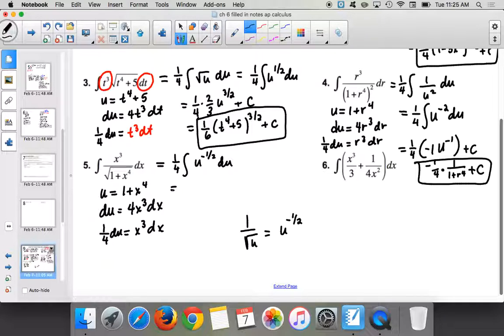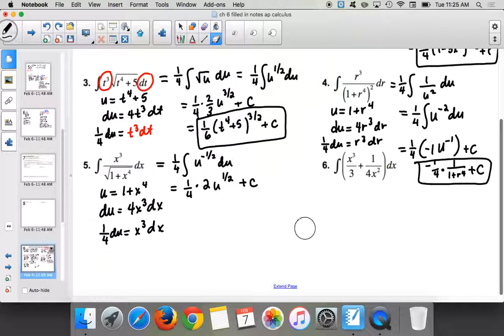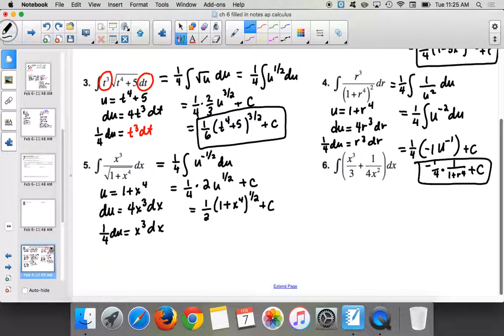So now when we integrate, we add 1 to the power. So I'm going to get u to the positive 1 over 2. The reciprocal of that power is 2, plus c. So I get 1/2. U to the 1/2 is going to be 1 plus x to the fourth raised to the 1/2 plus c. Or just the square root, right? You could write the square root instead of the 1/2 power. Does that make sense? You guys get it? Feeling better with this?